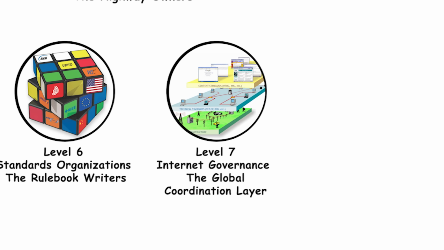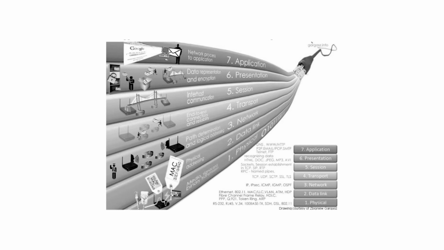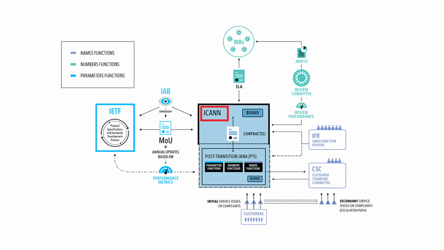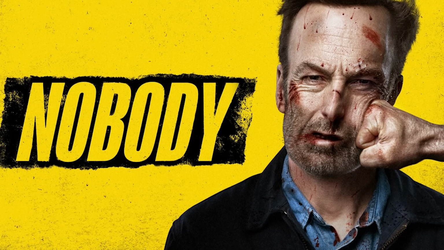Level 7. Internet Governance. The global coordination layer. Level 7 is the governance layer, where long-term policy decisions about the internet's future get made. This is where ICANN's oversight, regional registries, governments, and multi-stakeholder committees all come together. And here's the twist. Nobody here has total control either.